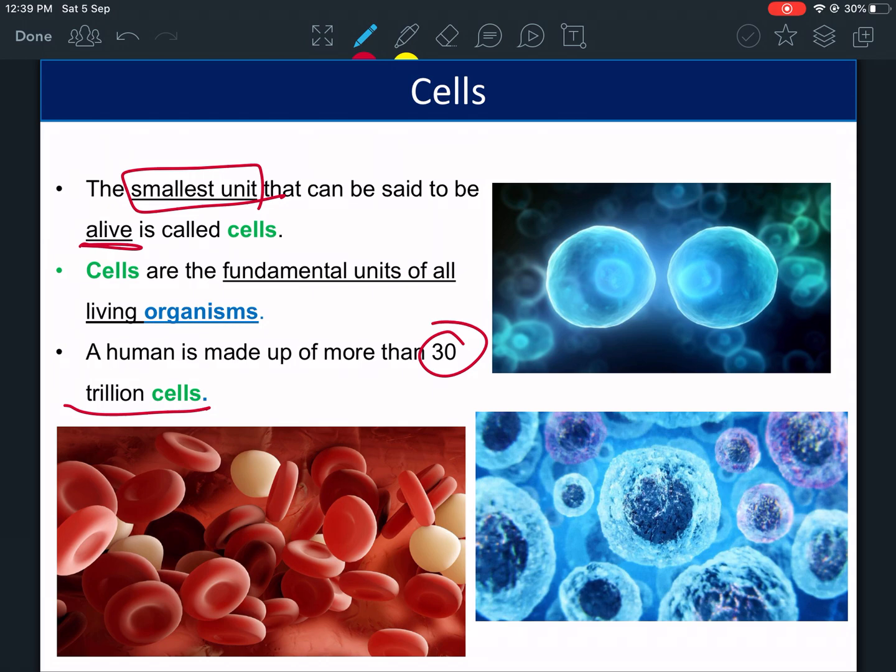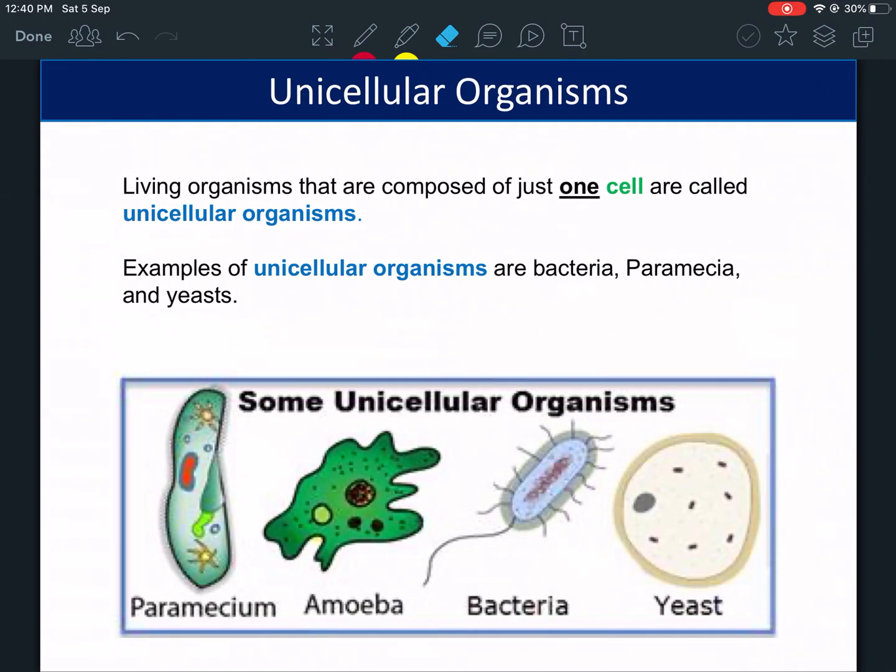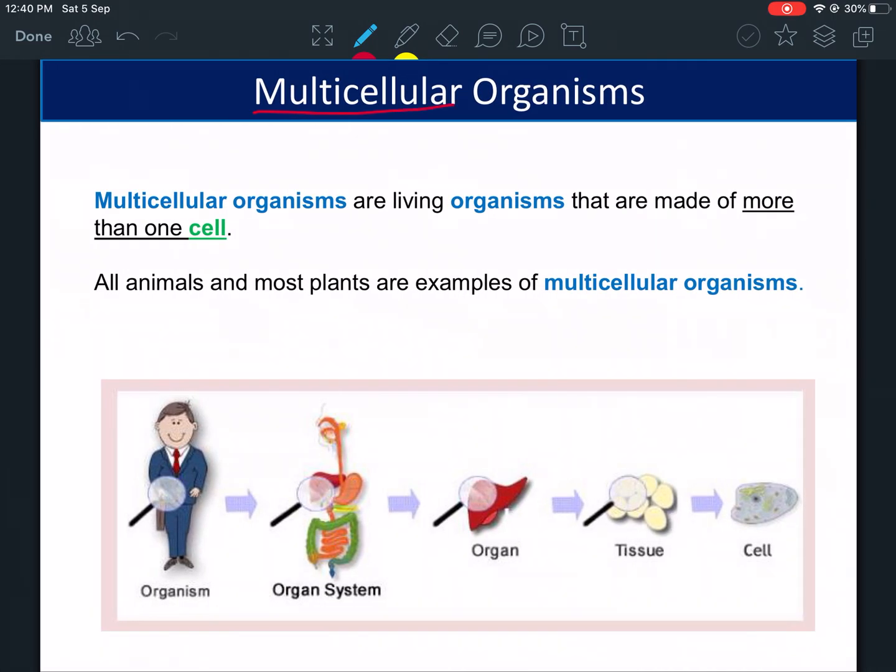Okay? And you have different kinds of cells, red blood cells, white blood cells, other stuff. You don't have to worry about yourself with these. All you gotta know is we're made up of so many cells. Any living organism is made up of so many cells, and the cell is the smallest unit that is alive. It's the smallest thing. Okay? So we have two kinds. We have unicellular and we have multicellular.